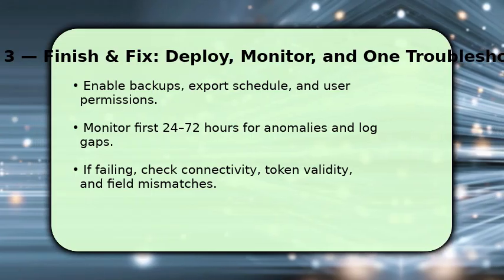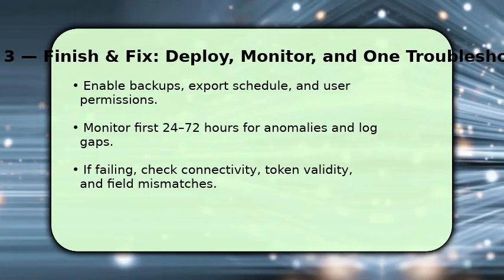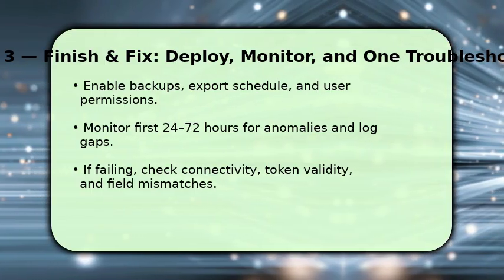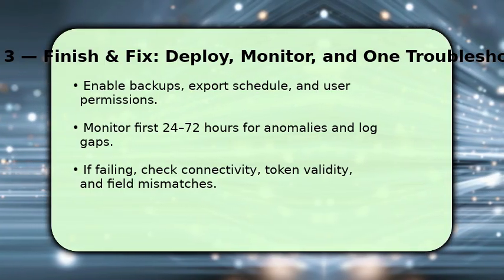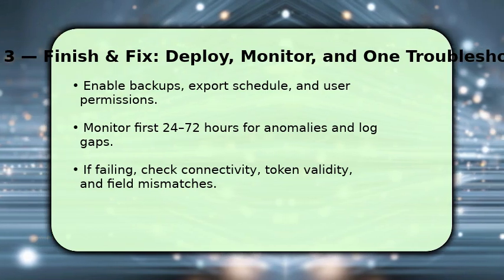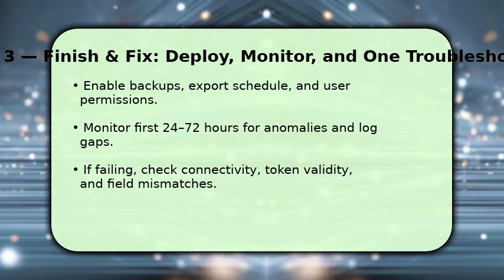If something goes wrong, first check device connectivity and API token validity, then confirm field mappings and time zones. Make small corrective changes and rerun a test write. Once stable, document the setup so you or others can reproduce it without guesswork.